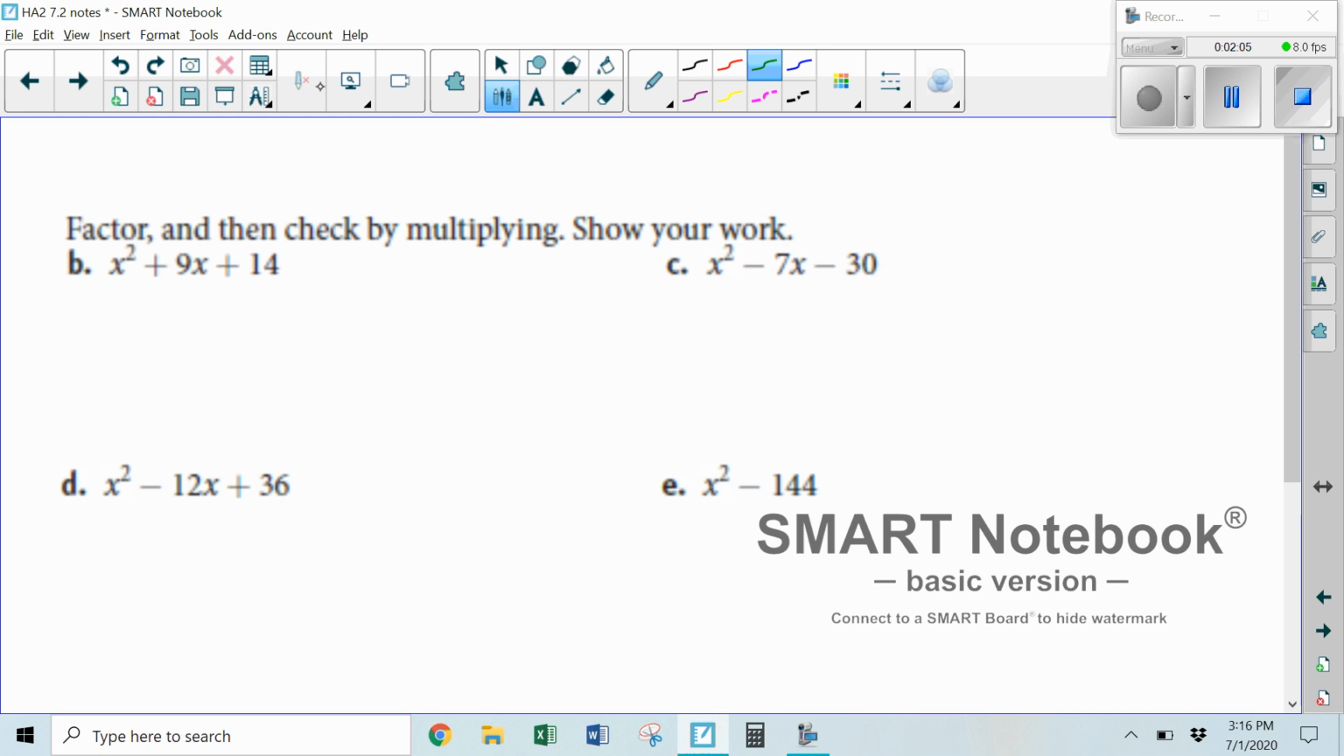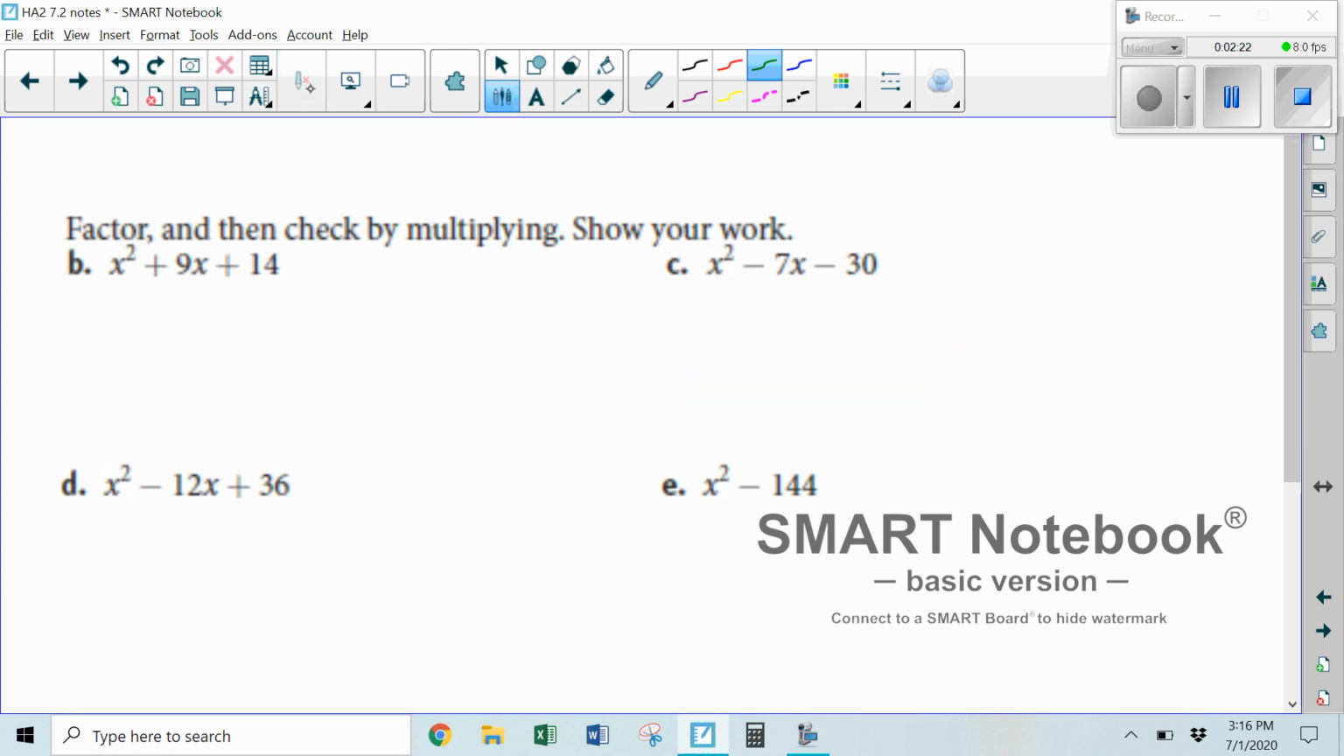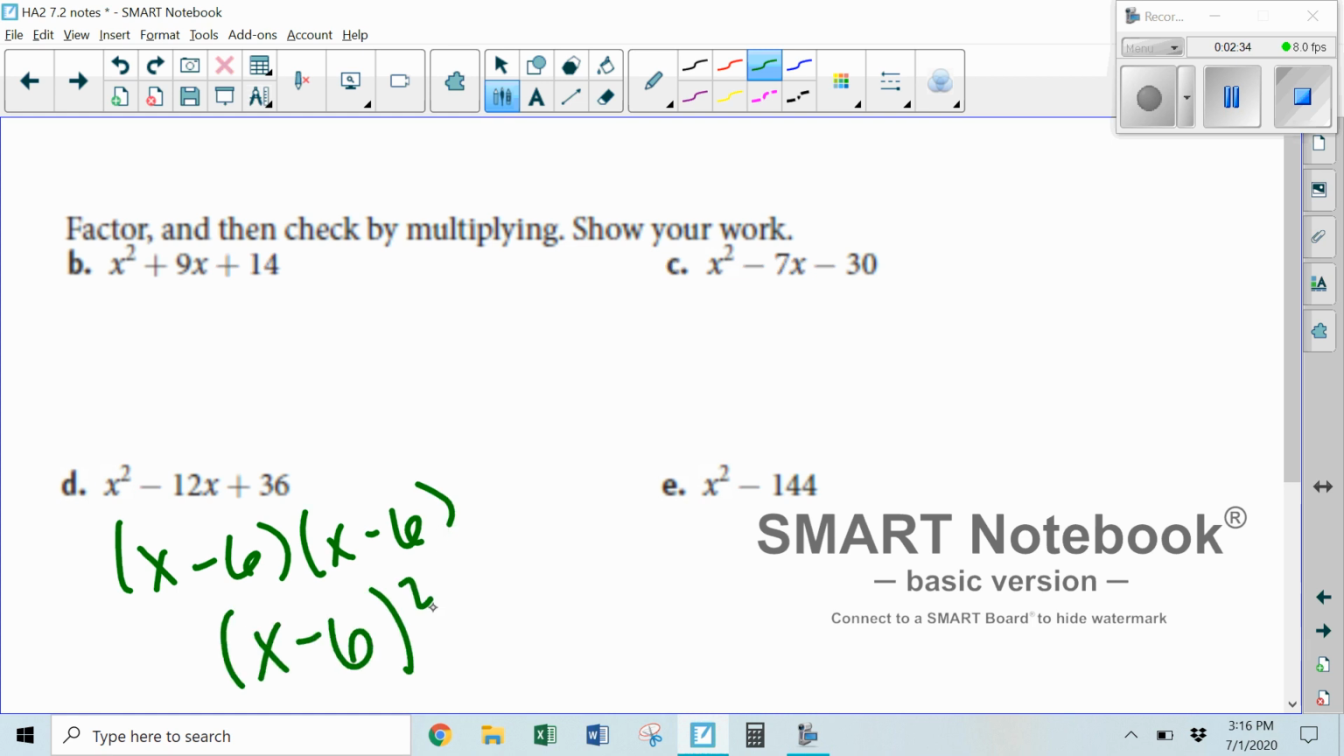Here are your answers for C, D, and E. For C, it's going to be x minus 10, x plus 3, and of course that could be in the opposite order, x plus 3 first, x minus 10, but remember the 10 has to be negative, the 3 has to be positive, you can't flip that around. For D, your answer is x minus 6 times x minus 6, which we commonly write as x minus 6 squared. I will not take off if you write it this way, but usually you'll see it written that way.